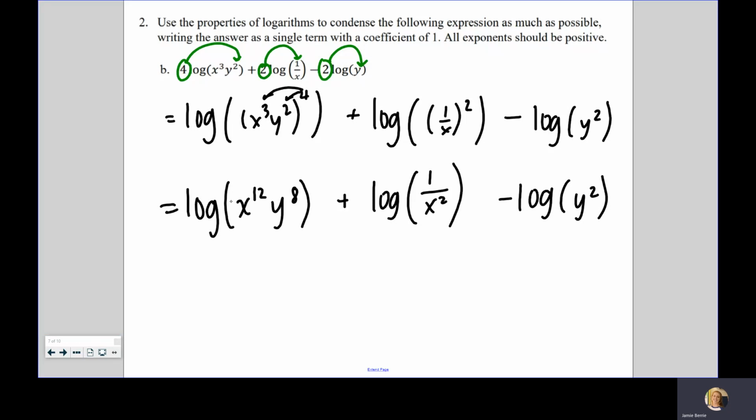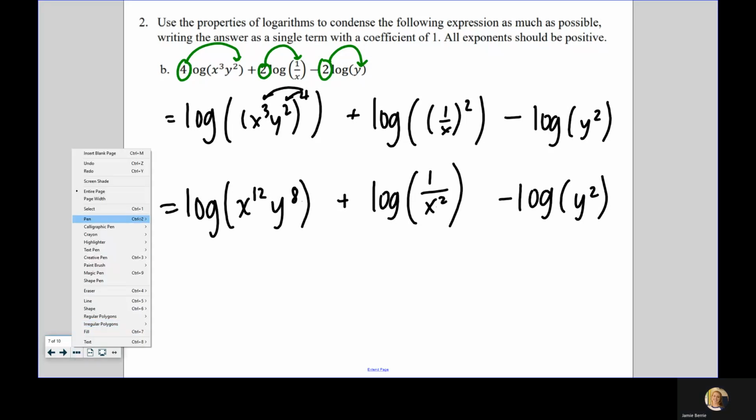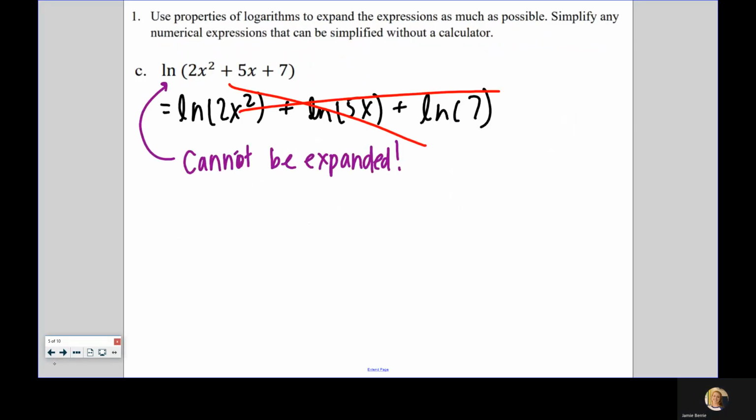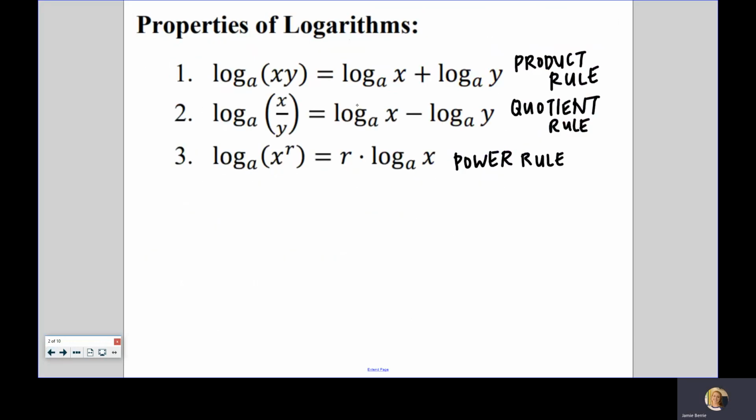Okay, now we're working left to right. First, just look at these first two terms. We have log of x to the 12th, y to the 8th, plus log of 1 over x squared. We're going to use the product rule here to combine these. The product rule tells us that if you have log base a of x plus log base a of y, you can combine those into a single logarithm and they become a product. So the arguments here become a product.